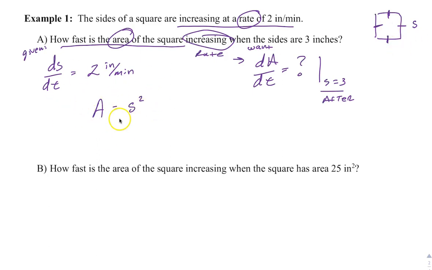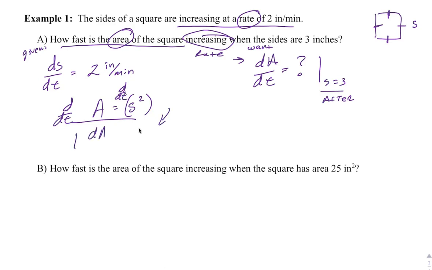That's our equation. Once we have our equation, we can plug in any constants. I don't actually have any constants. Area is not a constant. Sides are constantly increasing, that's not a constant. So all we do now is take a derivative. We take d/dt of both sides. That's implicit differentiation.